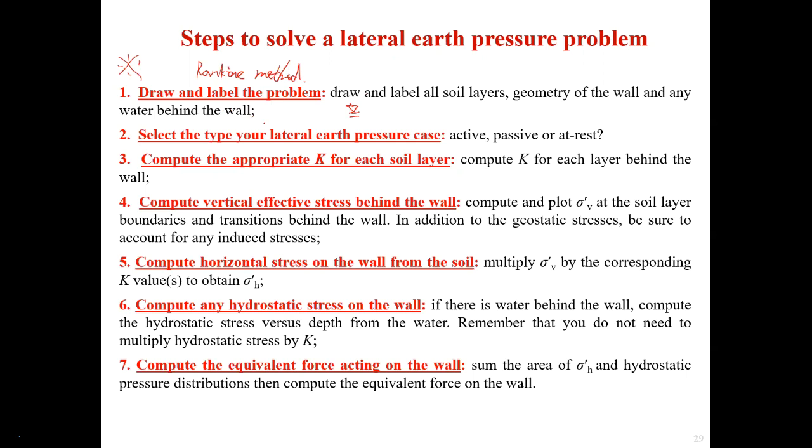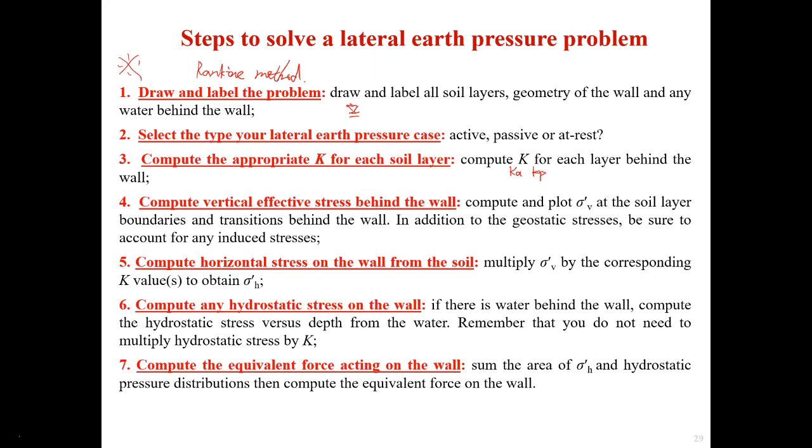The second one, we select the lateral pressure case. By now you need to determine which case you are required to calculate, whether active case, passive case or at rest case. Normally those are the 3 cases you are required to calculate. Then, given your response to the second point, in the third step you compute the lateral pressure coefficient K accordingly for each layer behind the wall, because the wall will move eventually. Normally you are required to calculate either Ka or Kp.